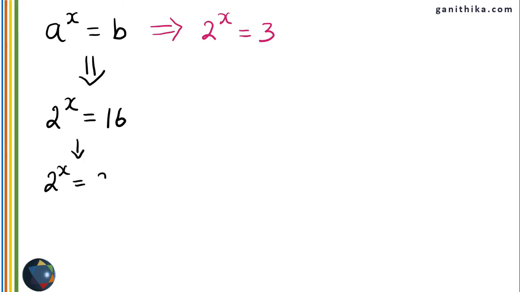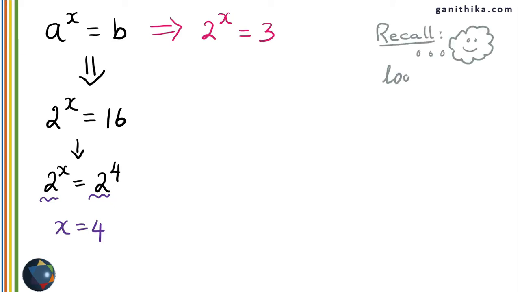But 16 can be written as 2 to the power of 4. So making the bases equal in this case, we can equate the powers easily and we can get the answer as x is equal to 4, because 16 can be written as a power of 2. Whereas in the second case, 3 cannot be written as a power of 2. Therefore, we need to use logarithms.